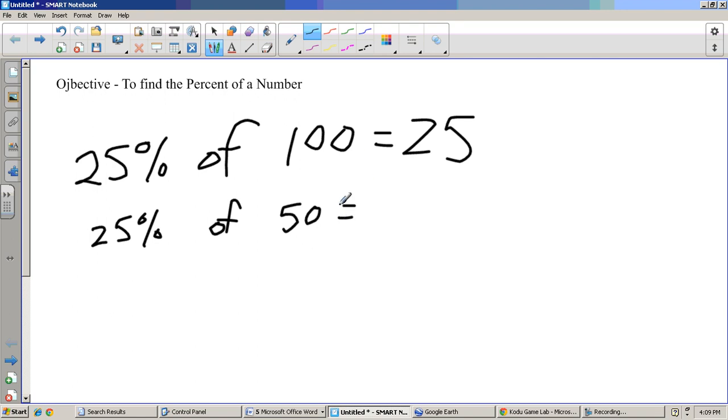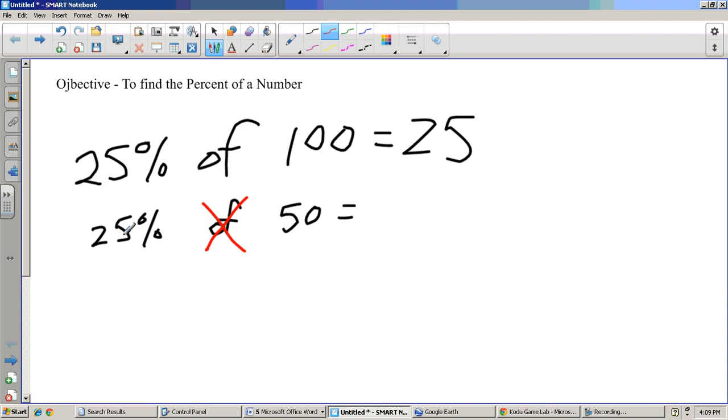First of all, when we read the word of, it always means multiply. And I remember it like this. When I see the word of, I want to cross it out. I want to get rid of it. And that means multiply. Also, I can't multiply a percent. It doesn't quite work for me. I need to change that percent to a decimal.